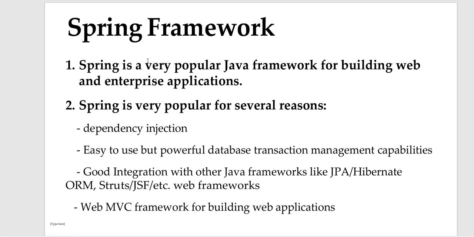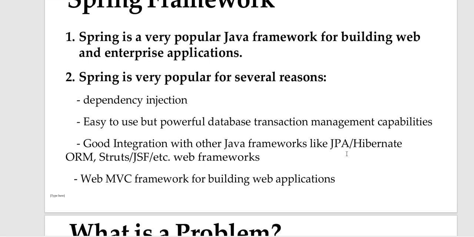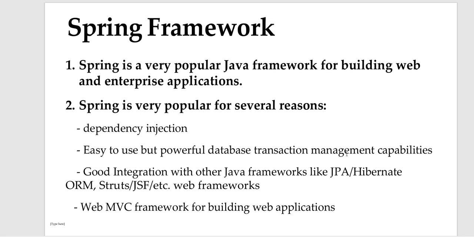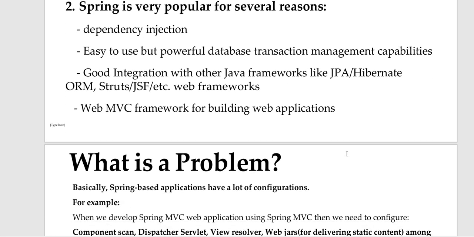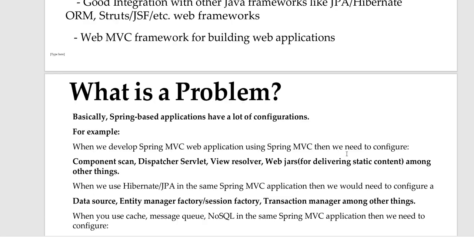Spring is a very popular Java framework for building web and enterprise applications. Spring is very popular for several reasons: dependency injection, easy to use but powerful database transaction management capabilities, good integration with other Java frameworks like JPA, Hibernate, and the Web MVC framework for building web applications. So Spring Framework is used to do these things. So what is the problem in Spring Framework?